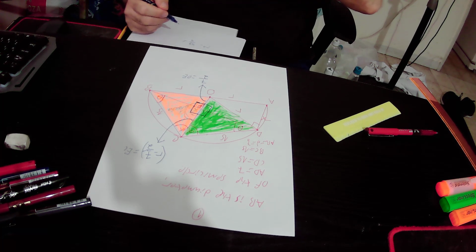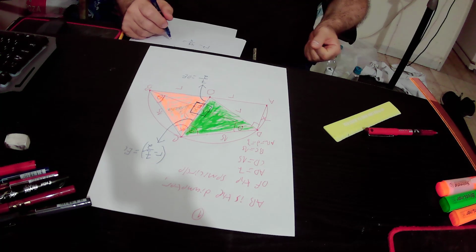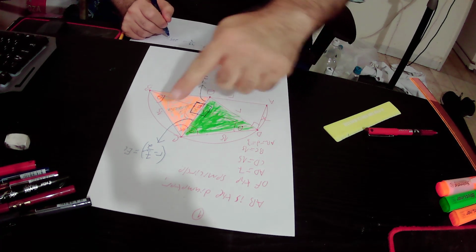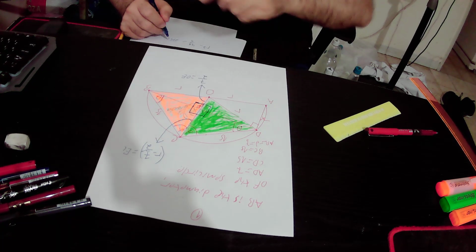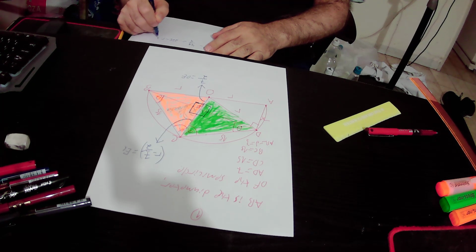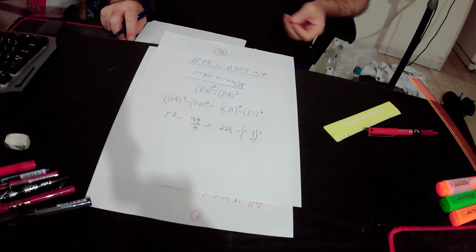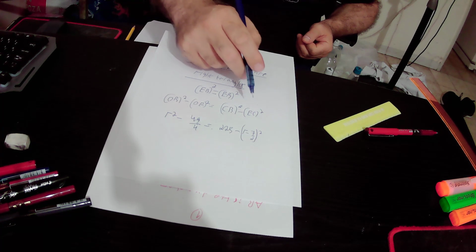equals CB squared. What is the value of CB? CB equals 15 units. So CB squared is 15 squared, that is 225, minus EC squared. What is the value of EC? EC equals R minus 7 over 2, and EC squared is R minus 7 over 2 squared. So in total we got that R squared minus 49 over 4 equals 225 minus R minus 7 over 2 squared.